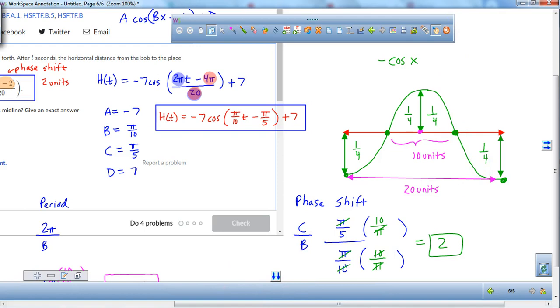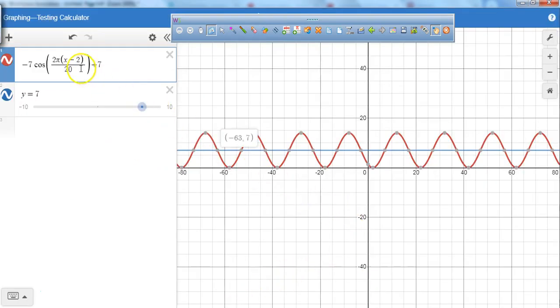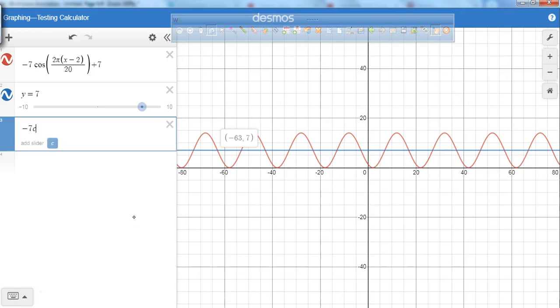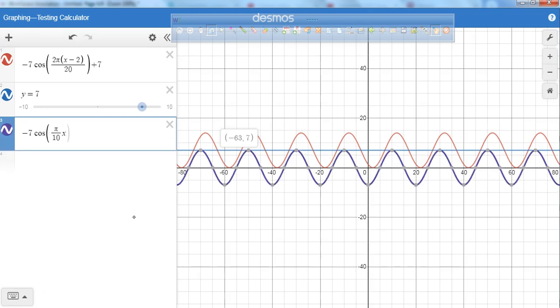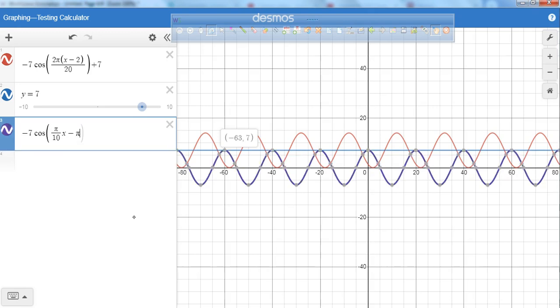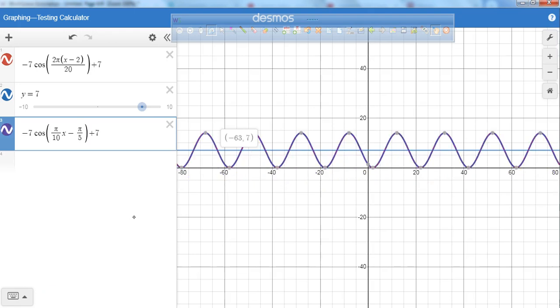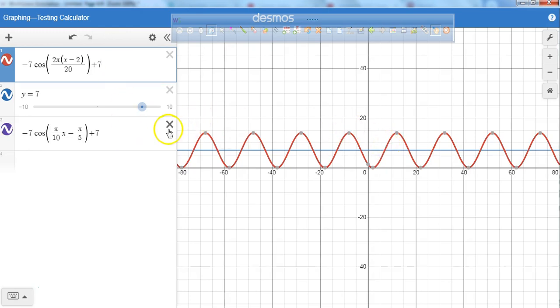Okay, now I'm going over here, and I typed our function into Desmos right here. I also want to let you guys know that the other function that we converted it to, -7 cosine, and that was, I believe, pi divided by 10, times x minus pi divided by 5, and then we had +7 here. I wanted you to see that those are the same. It's a good way, if you're figuring things out, to use Desmos to check it. And I'm going to delete that now.